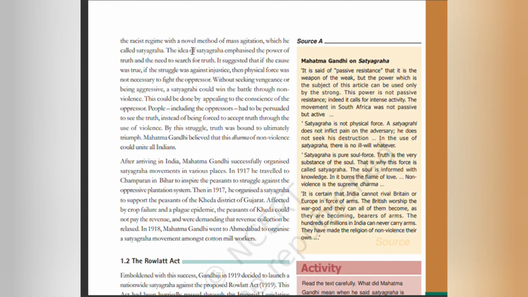The idea of Satyagraha emphasized the power of truth and the need to search for truth. It suggested that if the cause was true, and the struggle was against injustice, physical force was not necessary to fight the oppressor. Without seeking vengeance or being aggressive, a satyagrahi could win the battle through non-violence. This could be done by appealing to the conscience of the oppressor. People, including the oppressors, had to be persuaded to see the truth instead of being forced to accept truth through the use of violence. Through this struggle, truth was bound to ultimately triumph. Mahatma Gandhi believed that this dharma of non-violence could unite all Indians.